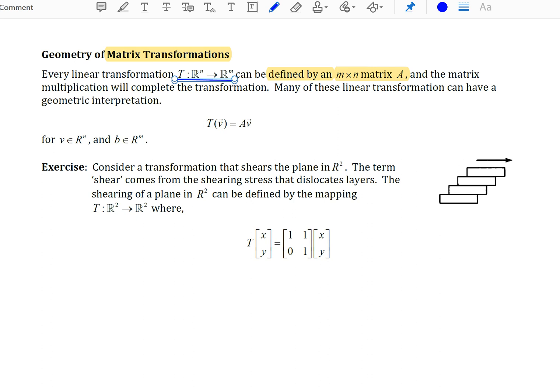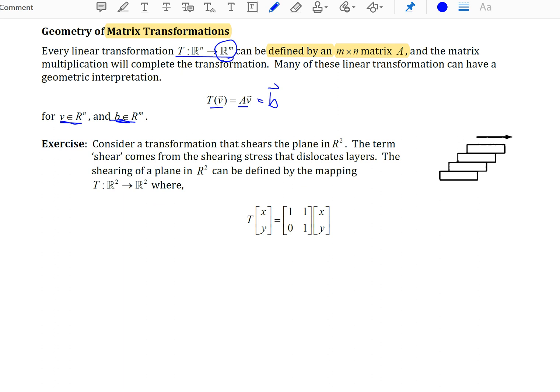So here we're going to start with an element in our domain, Rn. So let's let v be an element of Rn. We apply T to v by doing the matrix multiplication Av. And what we're going to get back is a vector b, where b is in Rm. This will be our codomain. So the matrix multiplication is going to do our transformation for us. Let's look at an example.